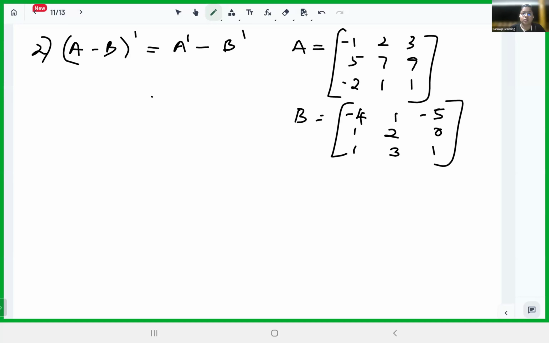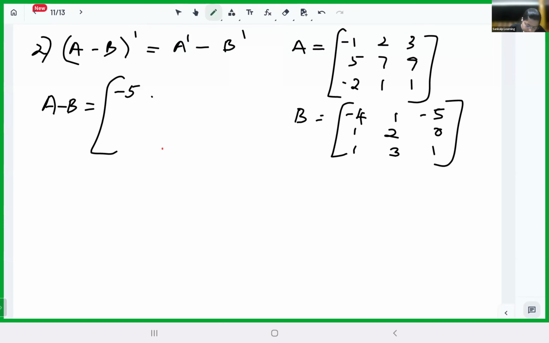For that you have to find out what is A minus B, right? So A minus B is equal to, you subtract those two matrices. How will you subtract two matrices? You have to subtract the corresponding elements. So minus 1 minus 4, minus 4 is minus 5, right?